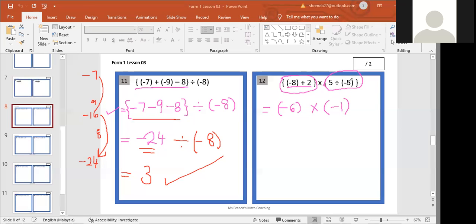This is 5 divided by -5, so you get a negative answer. 5 divided by 5 is 1. End of the day, guys, negative times negative is going to be positive. And your answer, 6 times 1, is going to be 6. Tristan, why did you get negative 6 when this is negative times negative?